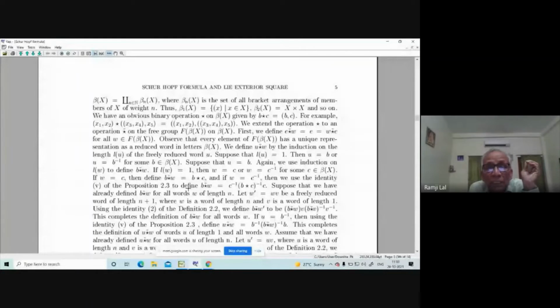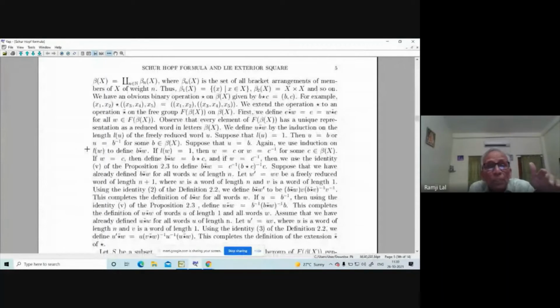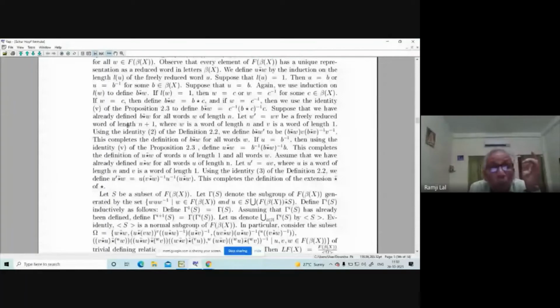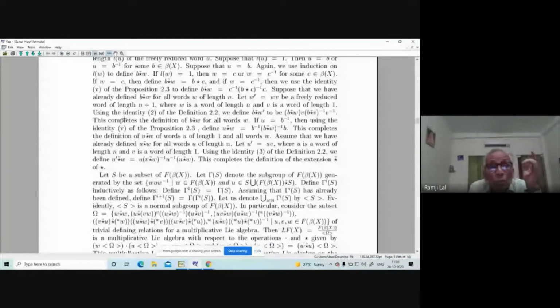We extend the star to star tilde by putting this. So this is the forced definition. This is the step here. Now this is something which I have explained over here, when u is b and u is b inverse. And again we use a similar kind of induction, which I am not going to tell you, which you can see perhaps here. We can extend this operation on βX. So now on F(βX) we have introduced this star operation, and let S be a subset of F(βX).